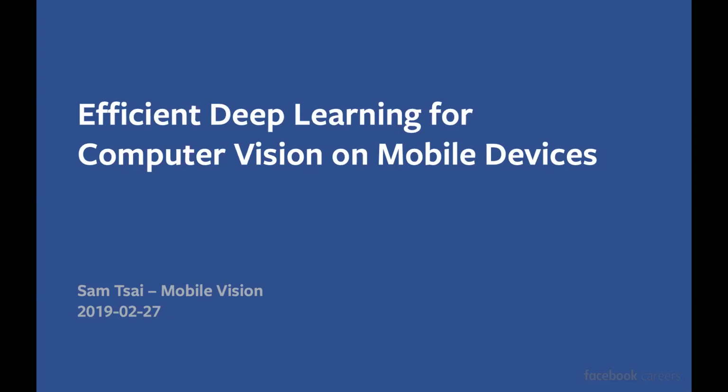My name is Sam Tai. I'm an applied research scientist working in Mobile Vision Group in Facebook. Our team focuses on efficient deep learning solutions for computer vision applications. So I'm doing this talk on efficient deep learning for computer vision on mobile devices.